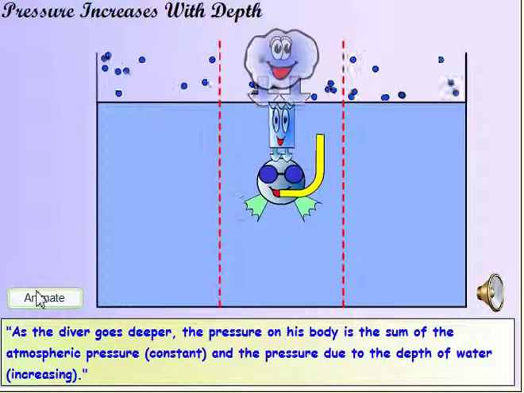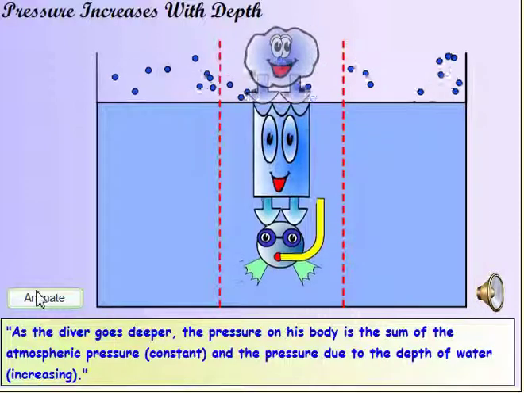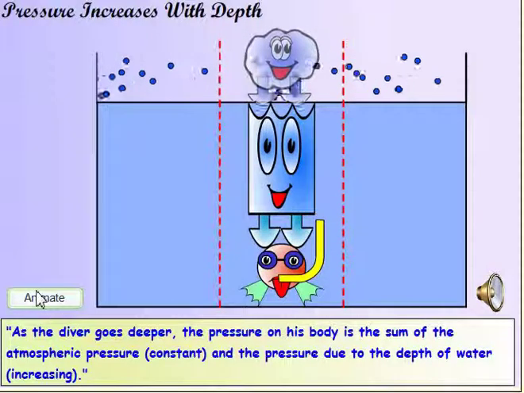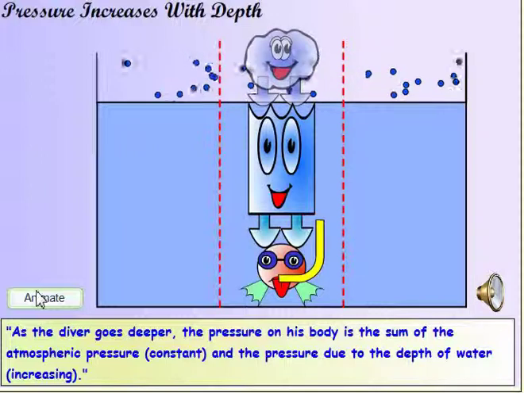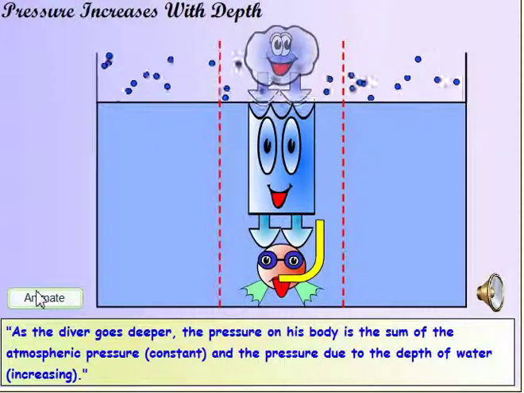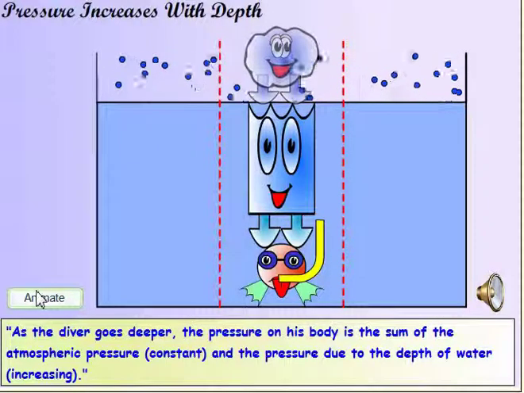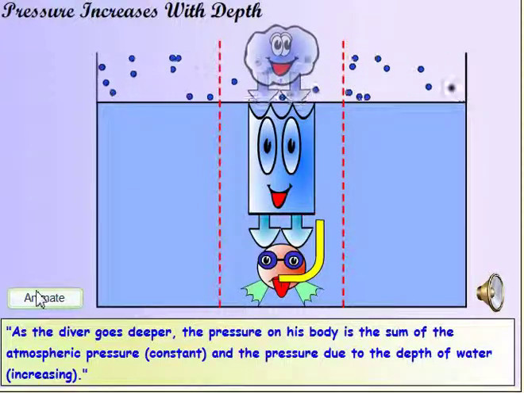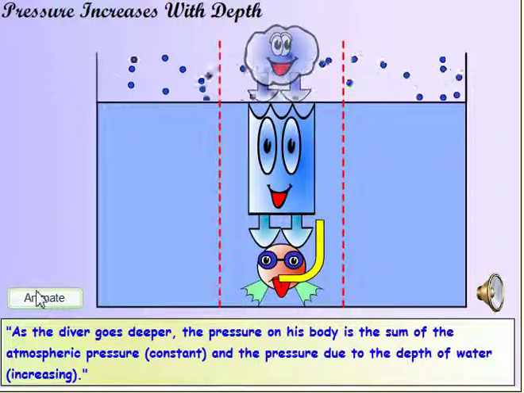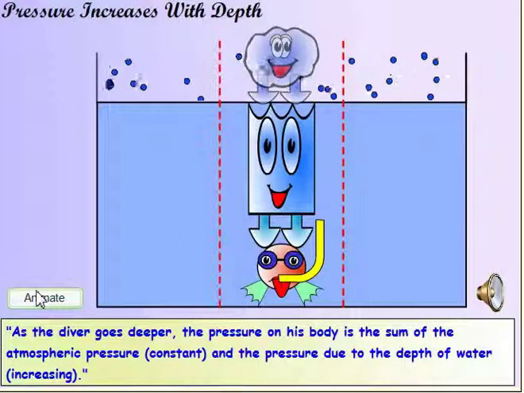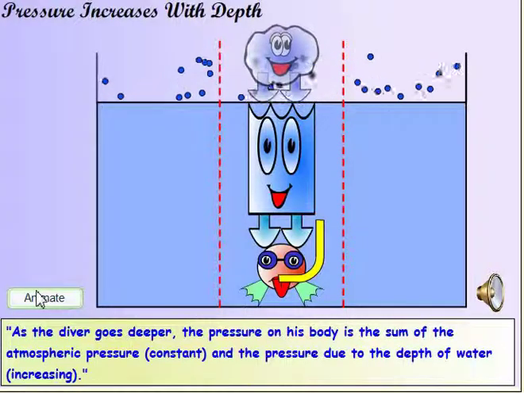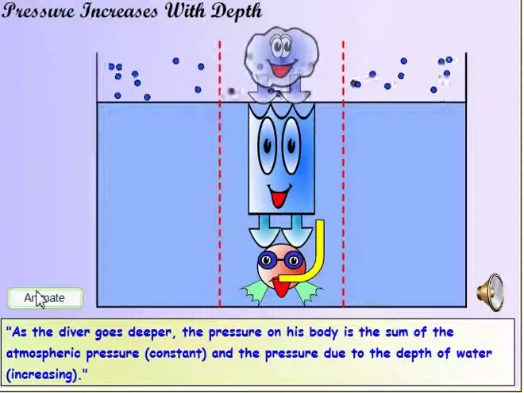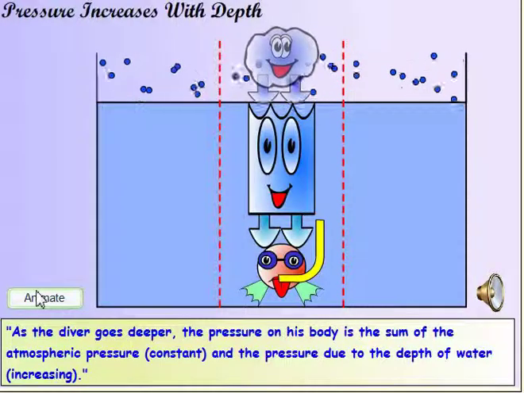As the diver goes deeper into the water, the column of water above him keeps increasing. So, the total pressure on him is the sum of the atmospheric pressure and the pressure due to the water column above him. The atmospheric pressure remains constant, but the pressure due to the water column keeps increasing.